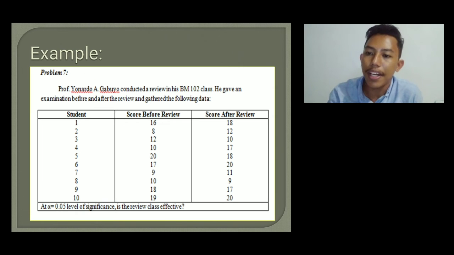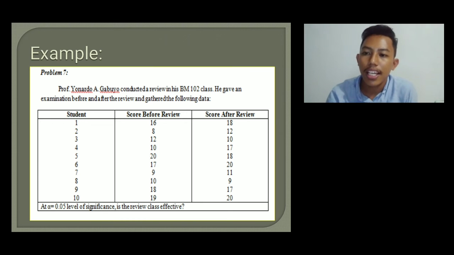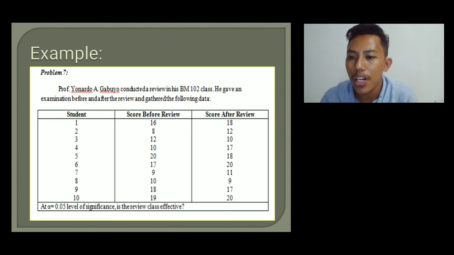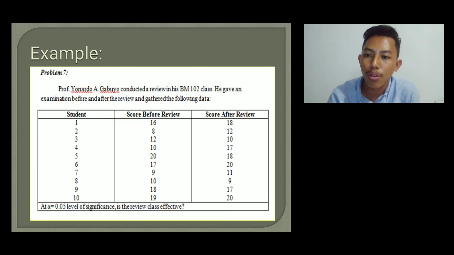So problem 7. Professor Leonardo A. Gabuyo conducted a review in his BM 102 class. He gave an examination before and after the review and gathered the following data: students 1 to 10, score before review, then score after review. At a level of significance of 0.05, is the review class effective?